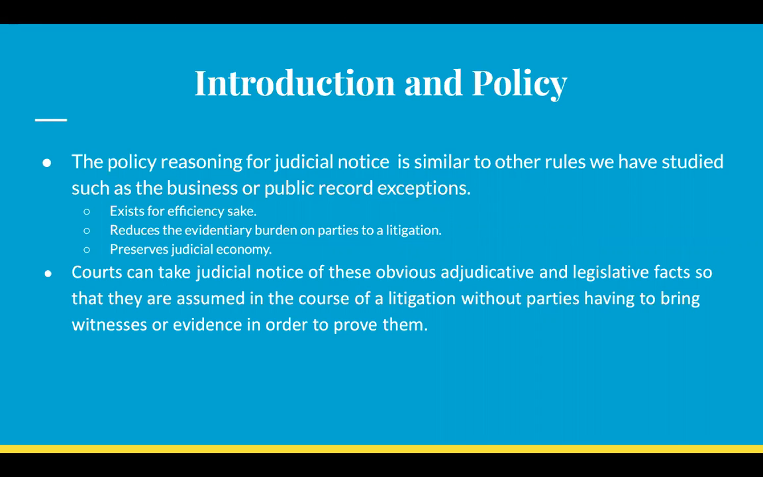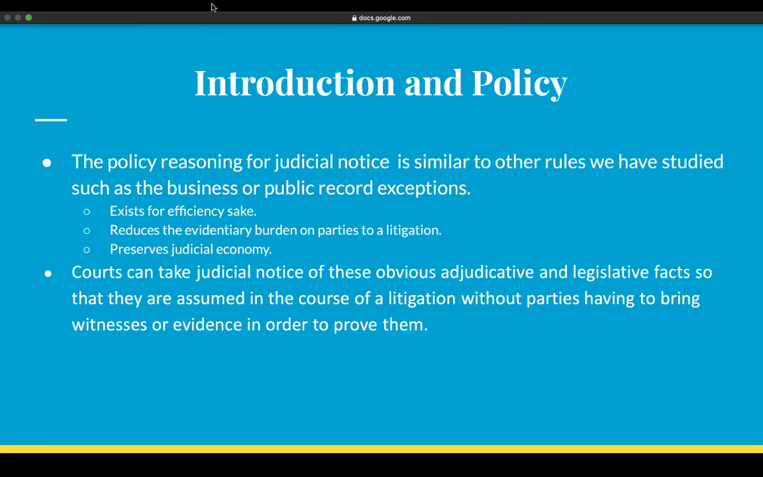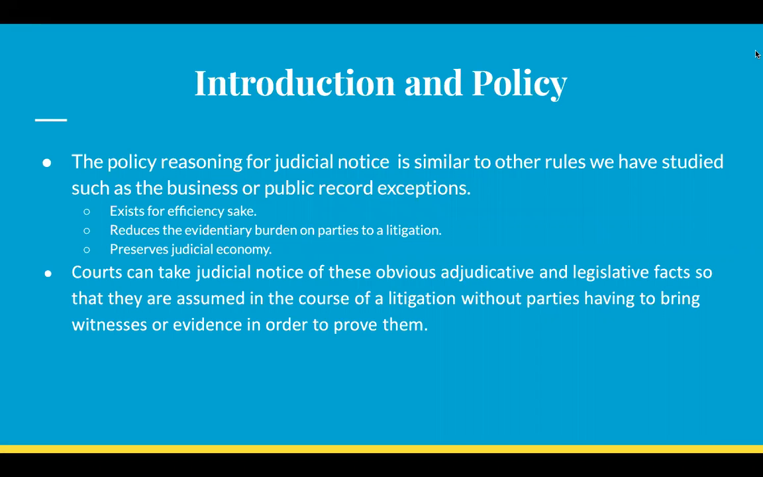So the policy behind judicial notice is similar to other rules of evidence that we have studied, such as the business record and public record exceptions to hearsay. Judicial notice exists 1, for efficiency's sake, 2, to reduce the burden on parties to a litigation, and 3, to preserve judicial economy. The rule acknowledges that there are some facts that are so well accepted that it seems unnecessary for a party to have to take time to prove them.